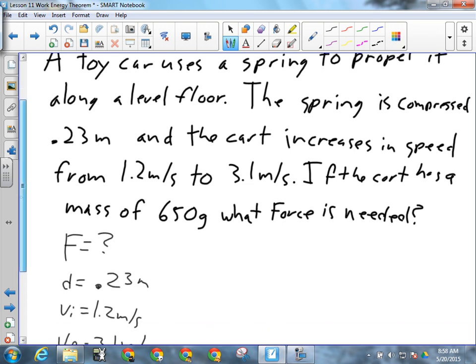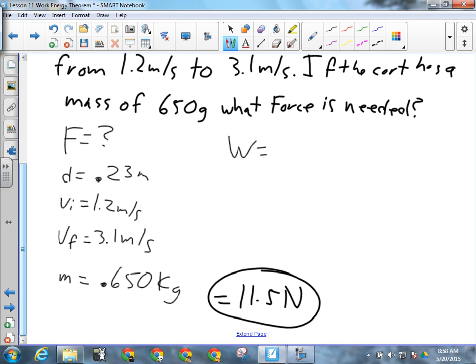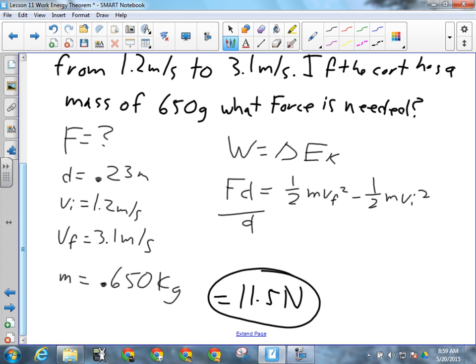Kinetic energy is changing. All right, so we go back to here, and we go that work is a change in kinetic energy. Work can be calculated by force times distance, and I'll have to use that because they didn't give me the work, and they're asking for force. And the change in kinetic energy means final kinetic energy minus initial kinetic energy. And I have both because the cart was moving at the beginning, and it's moving at the end. All right, if I want to get force by itself, what do I have to do with D? Divide it over to the other side.